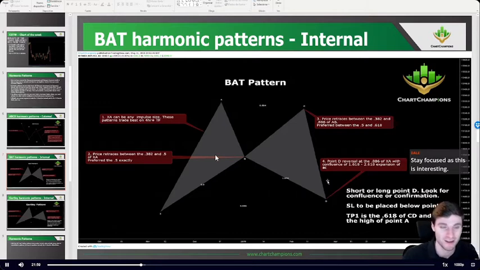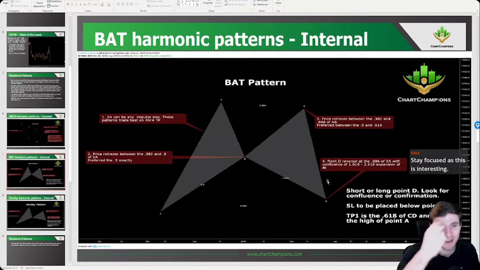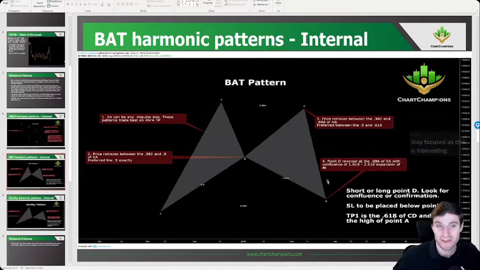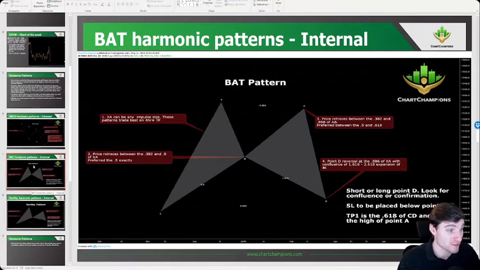at the end of the day, I view them as the retracements, and the name is to me not so important, but I guess when I'm teaching it, the name has to be important. So anyway, I'm not sure where I was going with that, but yeah, internal, the bat and the Gartley are internal, and so these are together. I've grouped them together.